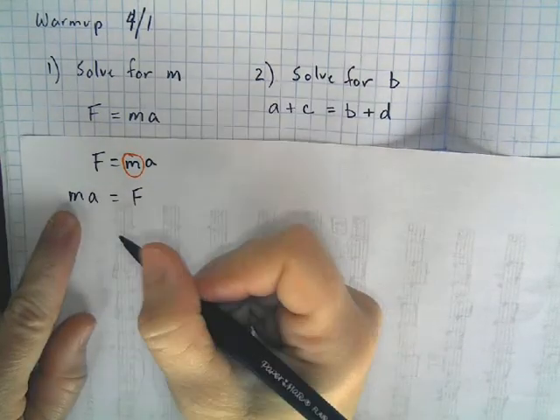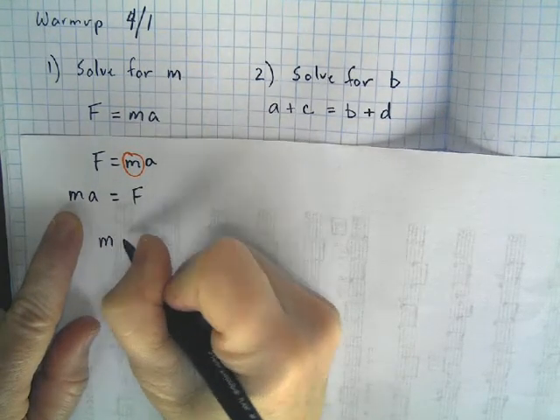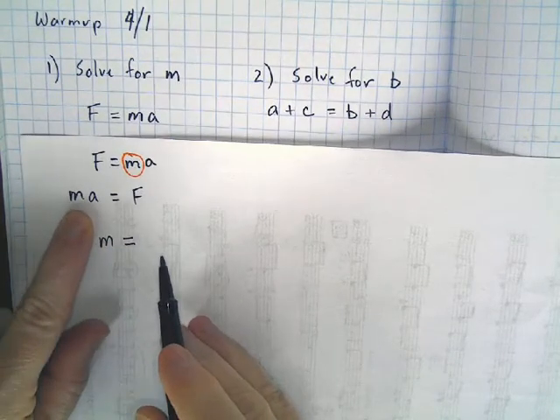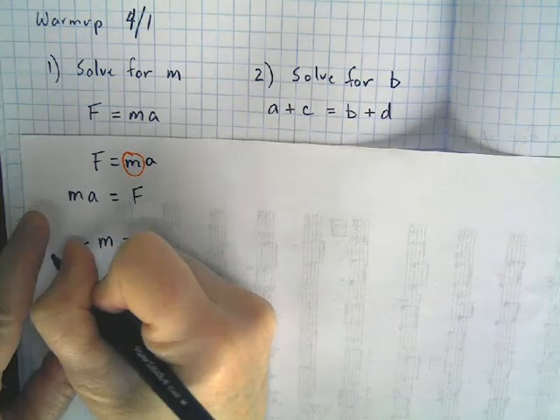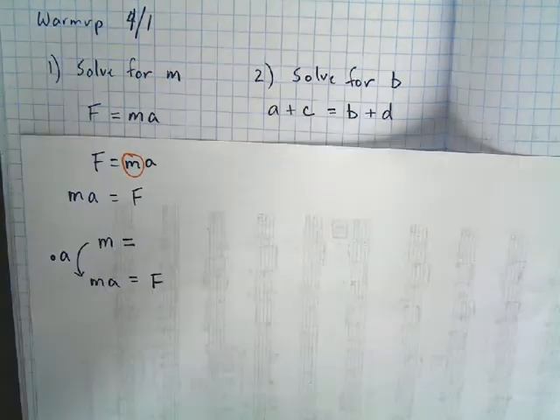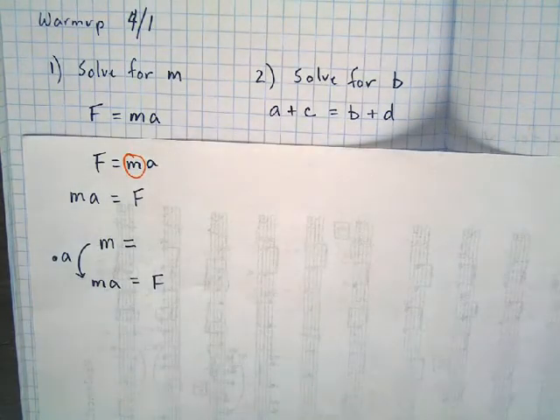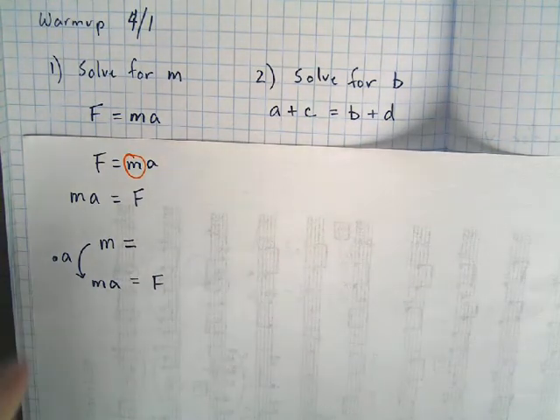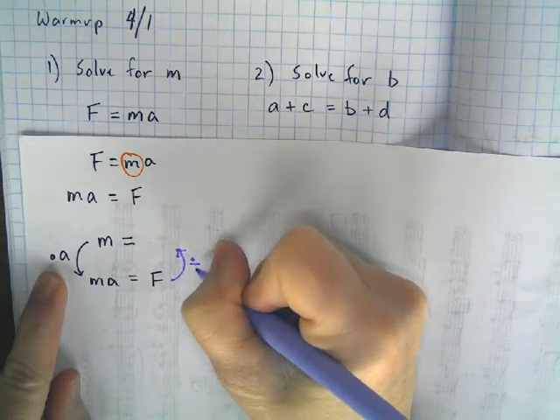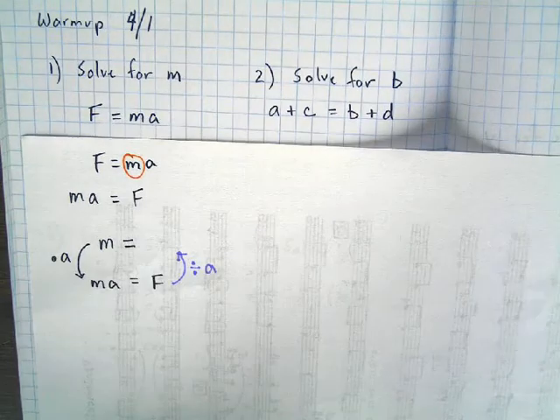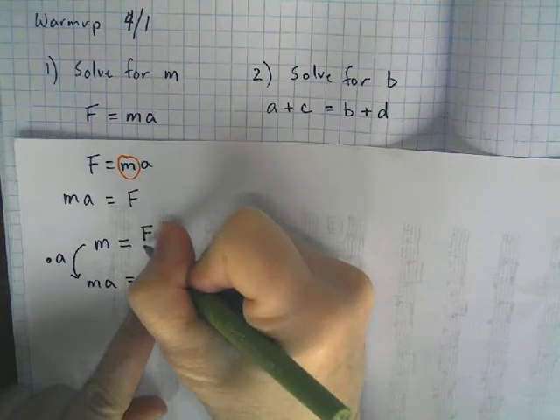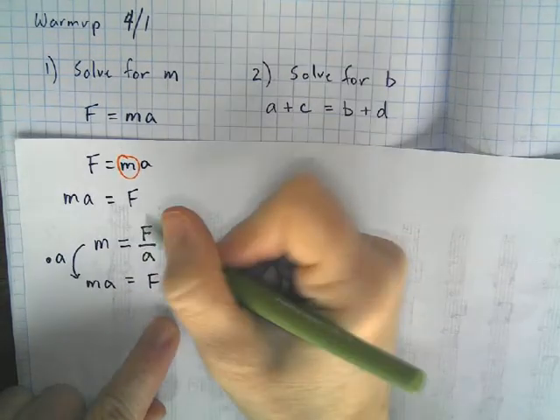I want to end up with m equals. That's what I'm solving for, m, so m equals. What's happening to the m? It's being timesed by a. So m times a gives us F. Now I just need to do the opposite. So I'm going to do the opposite of times by a, which is to divide by a. And then I can write my answer, which is F divided by a. And that's it. That is my answer.